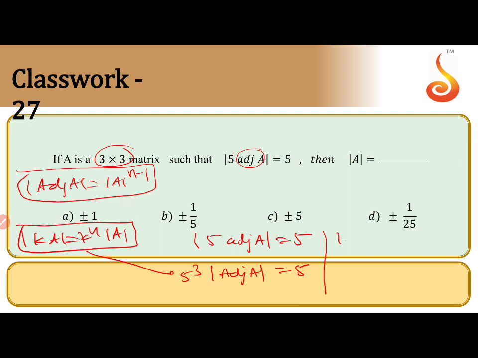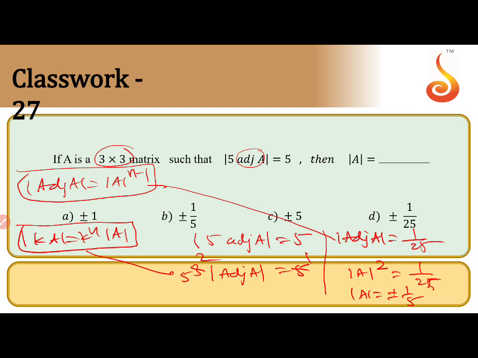So now det of adjoint A equals 1 by 25, because one 5 cancels, and we get 1 by 25. But again go to the second property. A is what type of matrix? 3 by 3 matrix. Det of adjoint A is (det A) whole power n minus 1, that means 3 minus 1, 2, equals 1 by 25. Therefore det A equals plus or minus 1 by 5. So 5 cube into det of adjoint A equals 5, one 5 cancels, 5 square, means det of adjoint A equals 1 by 25.